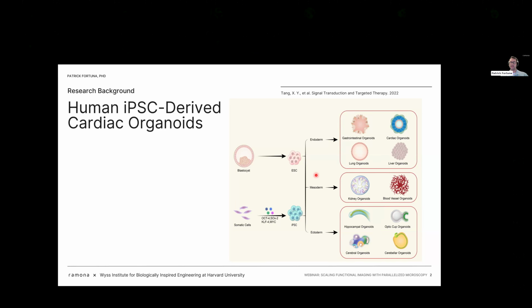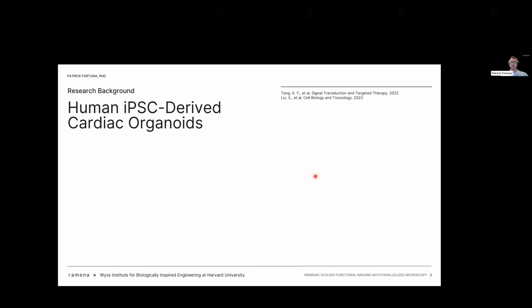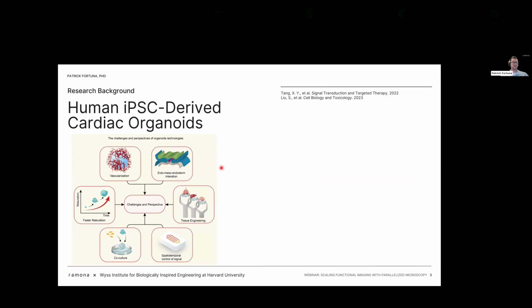We've become really good at making these, but now we're running into the issue that we really need to better functionalize these to mimic what happens at an adult in vivo-like stage. So what have people been trying to do to accomplish that? This isn't an exhaustive list, but a lot of people have been trying to introduce things like vascularization, recreate the interaction between the 3 germ layers, figure out how to mature these tissues faster, do co-cultures across different cell types, and also spatio-temporally control the signals that happen.